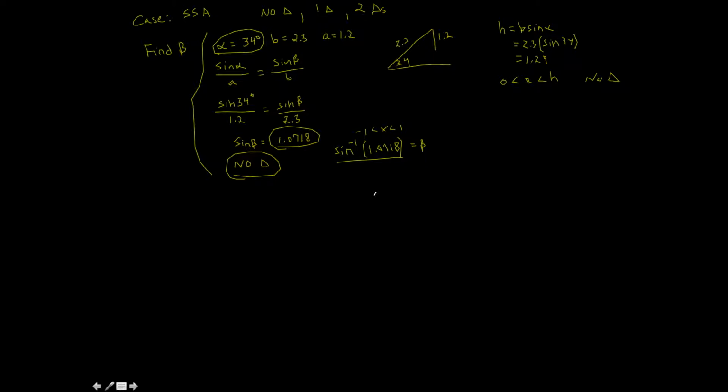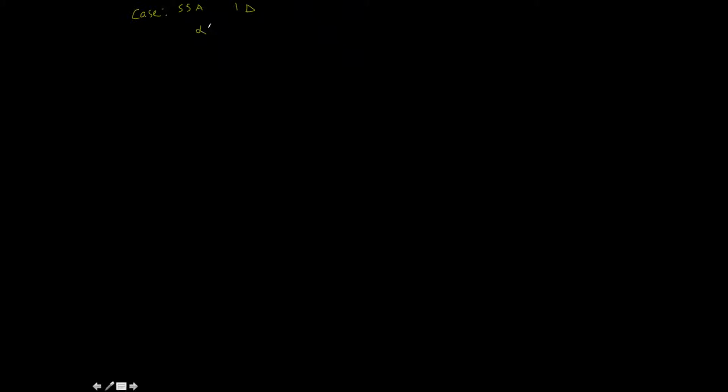No triangle. Well, let's look at one that has one triangle. Okay, still SSA, it's still the case of SSA, but this is going to be the one triangle case. So let's say alpha is 47, A is 3.7, and B is 3.5.